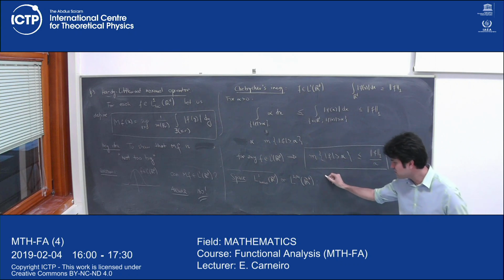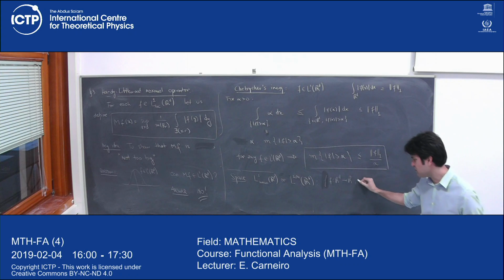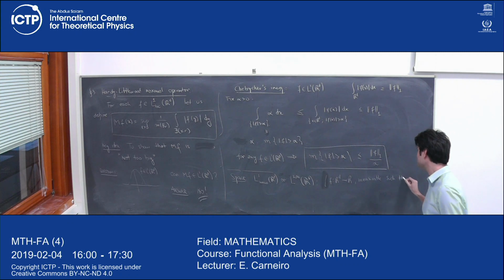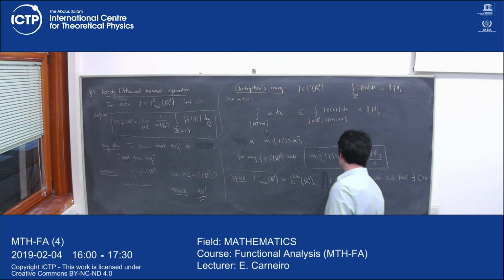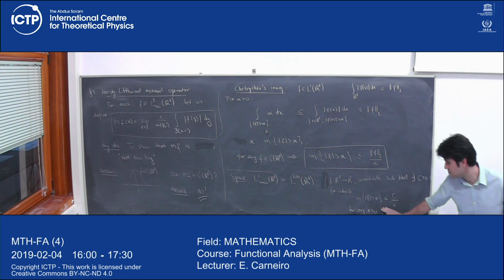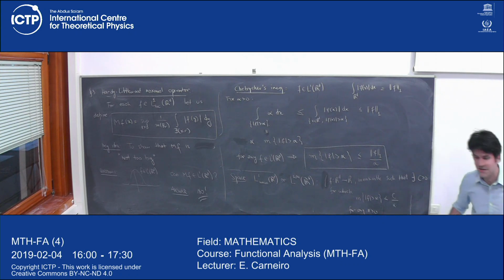And this is the space of functions f from Rd to R, measurable, such that there exists a c bigger than zero, a universal c, such that the measure of the set where absolute value of f is bigger than alpha is less than c over alpha for any alpha bigger than zero. Okay? So this is my set.